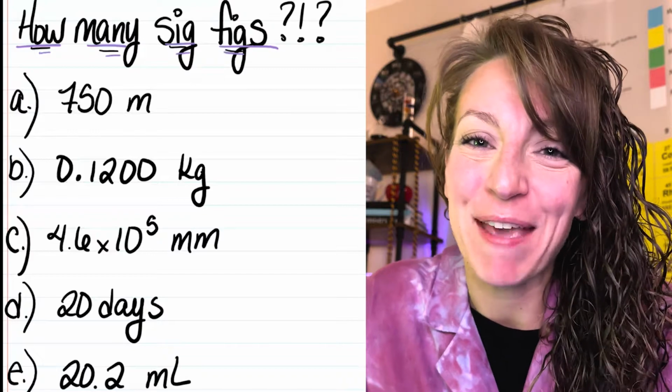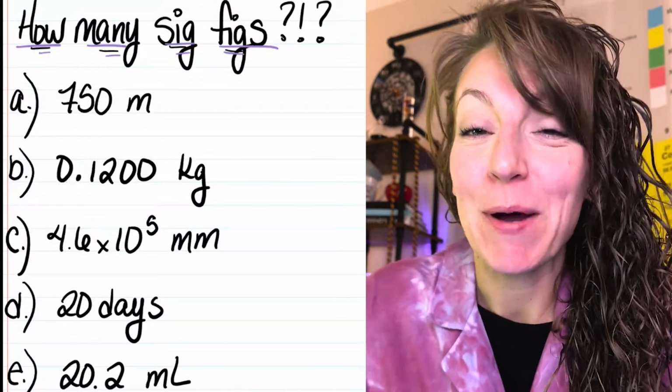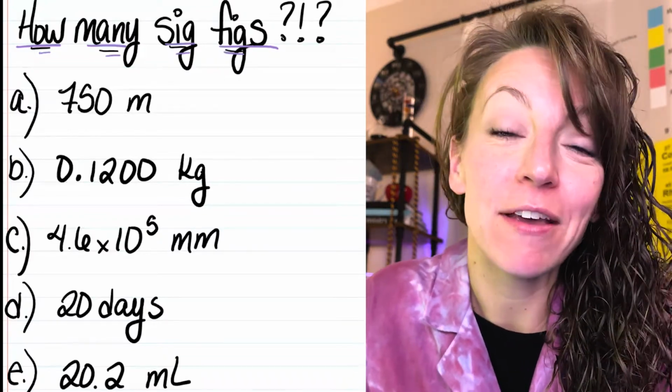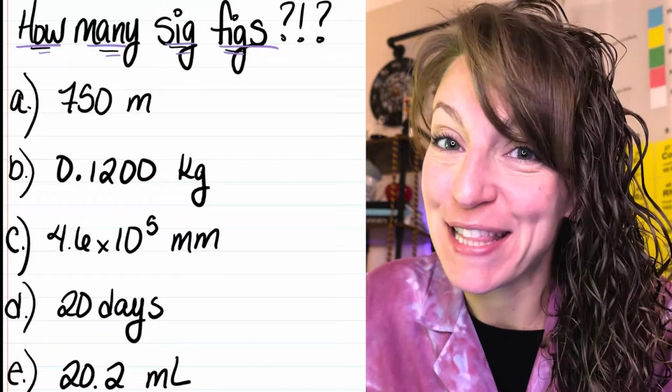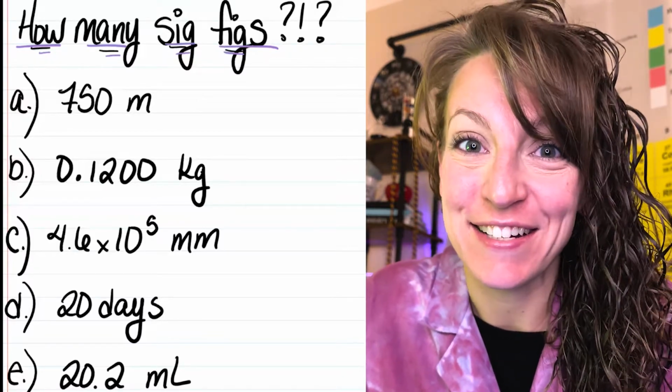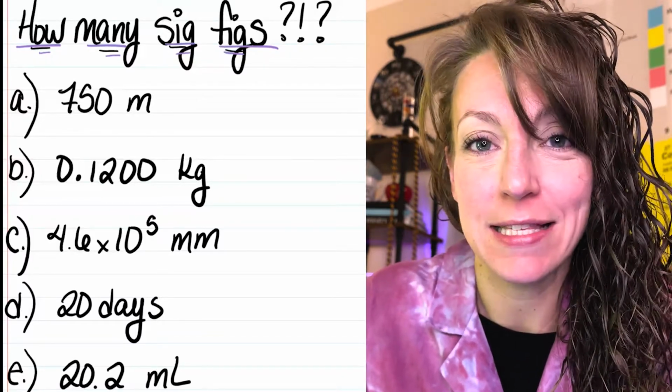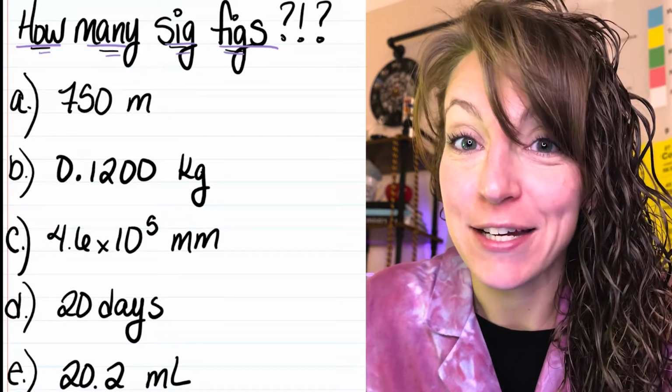Welcome. Let's do some chemistry. In fact, we're going to practice determining how many significant figures are in a particular measurement in this video. Let's get started. In letter A, we've got the measurement 750 meters.